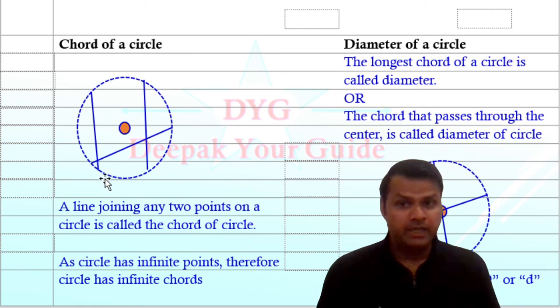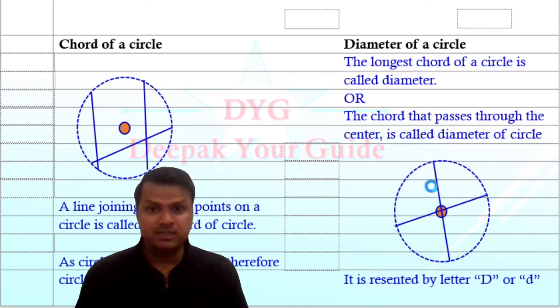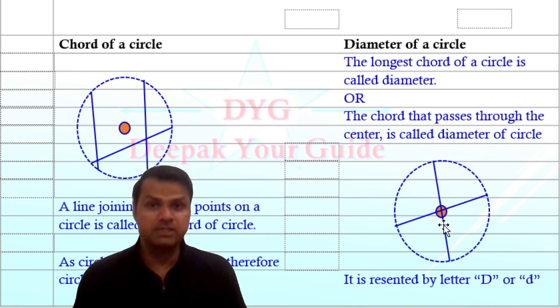It's joining any two points on the boundary of this circle. And what is the diameter of a circle? Diameter is the chord that passes from the center. So the chord that passes from the center, or this is the longest chord, it is called as the diameter. And to represent the diameter, we use either capital D or small d.